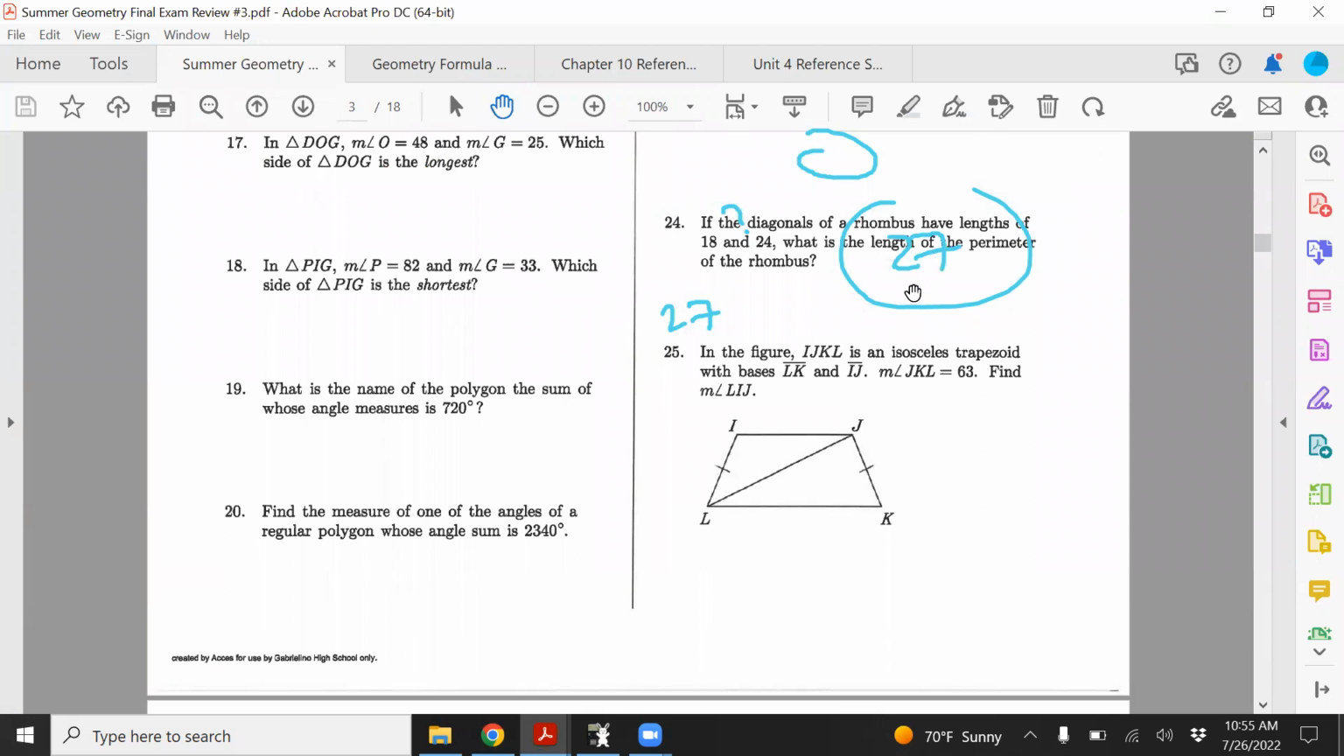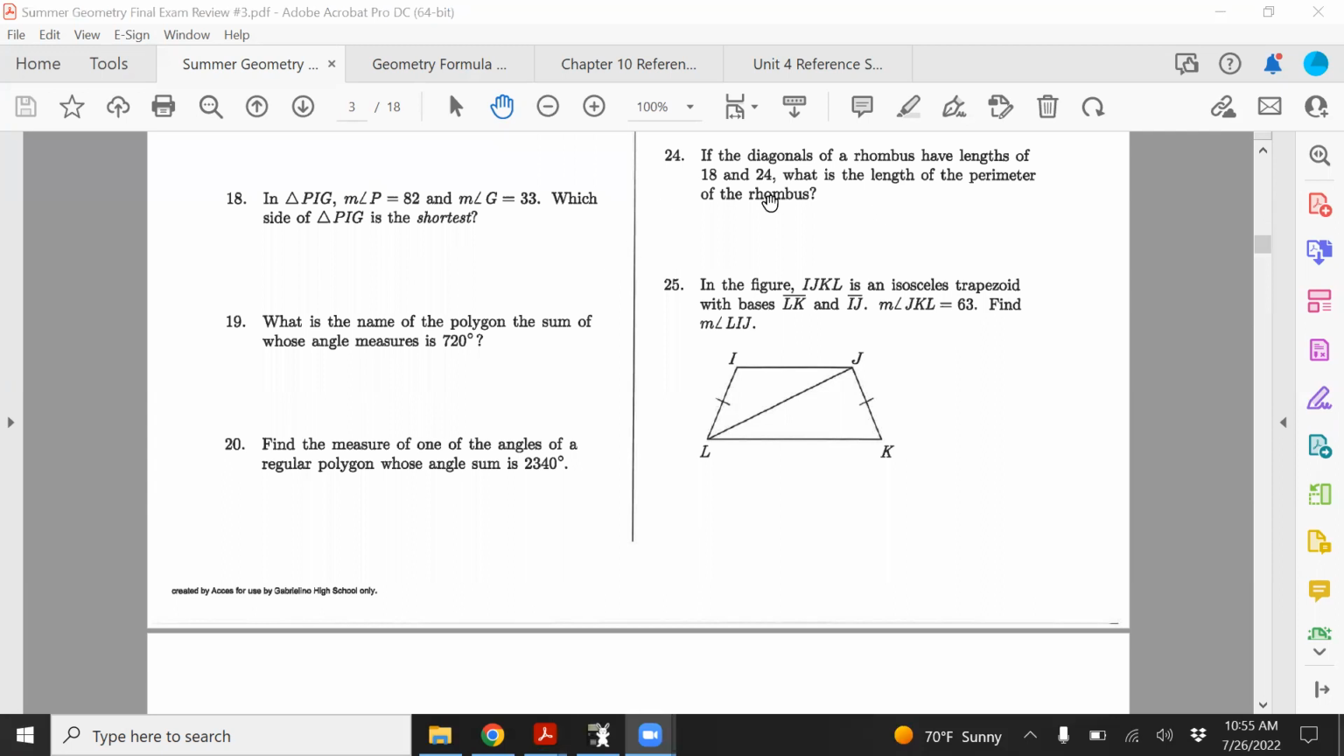Let's look at 24. If the diagonals of a rhombus have lengths of 18 and 24, what is the length of the perimeter? Okay, that's a really good problem. I like this one a lot too. Okay, you gotta draw. Totally draw, right? So, rhombus. Okay, that does not look like a good rhombus, but we'll just roll with it. You know, I could do better. Let's try that again.